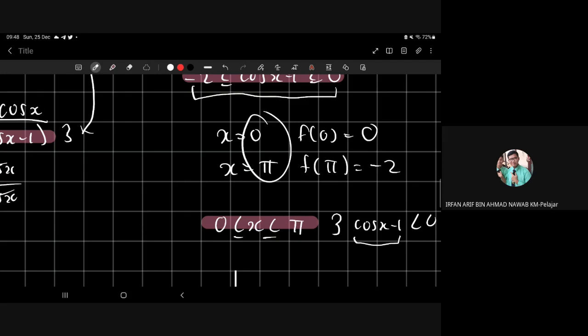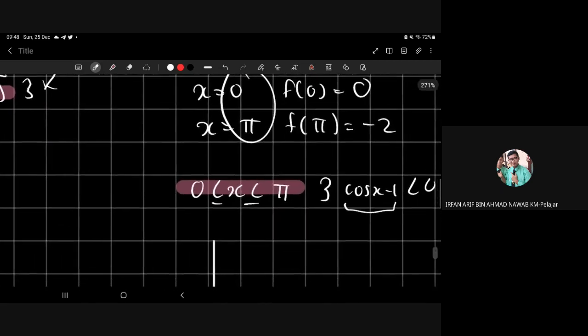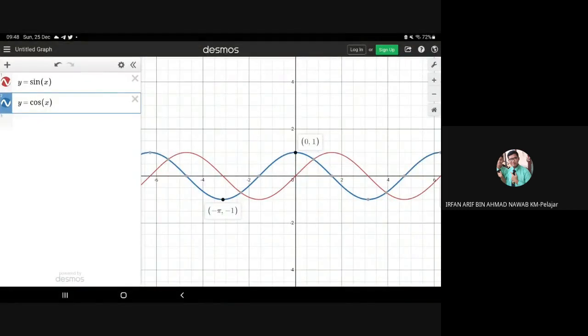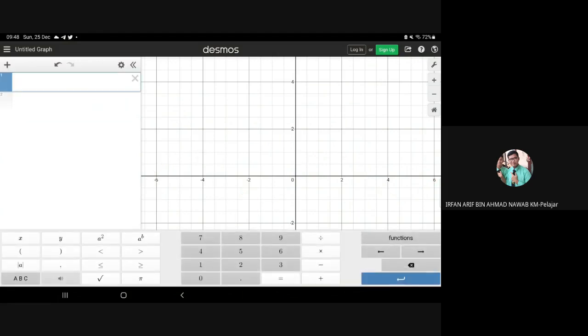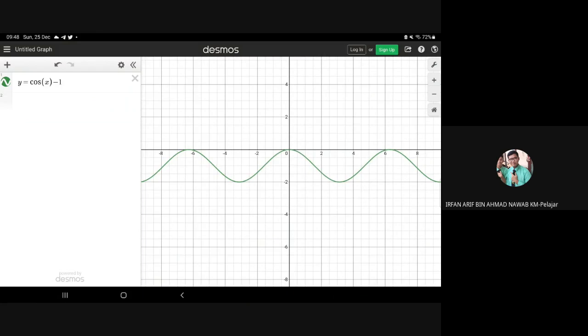So I'm just stating that in this range that I am focusing on, since it has something to do with my limit, x approaches 0 from the right, cosine of x minus 1 will always be less than 0. And then you can see when we graph it, let me show on Desmos to make it simpler. When we graph y is equal to cosine of x minus 1, as you can see, the values will always be less than or equal to 0. So it will not be a positive value, in a way.